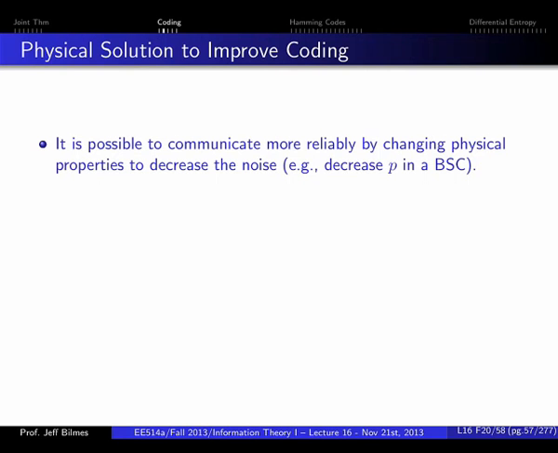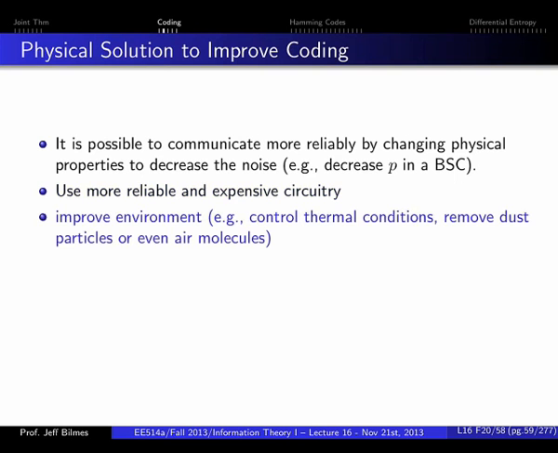So, before we talk about that, let's talk about other physical solutions to improve coding. Like we talked about a binary symmetric channel with crossover probability P. One way of improving the channel is just to decrease P, decrease the probability that there's an error in the channel. One way of doing that is that we could use much more expensive and reliable analog circuits, rather than buying your resistors at Radio Shack, you might buy them somewhere where the tolerance is much tighter.